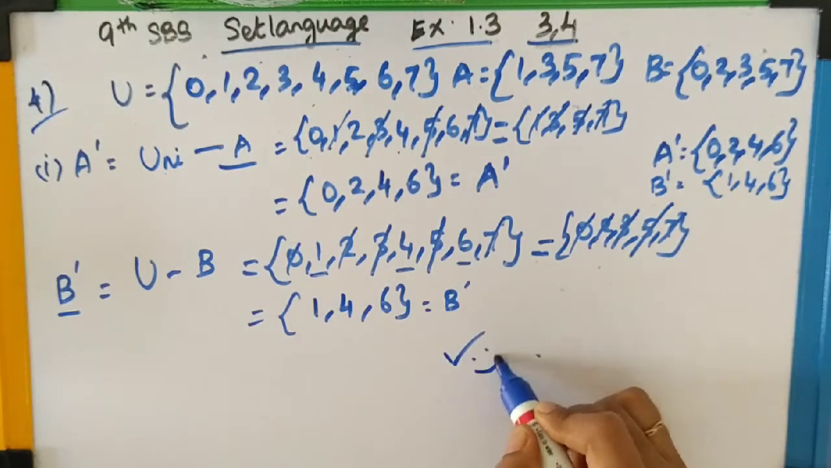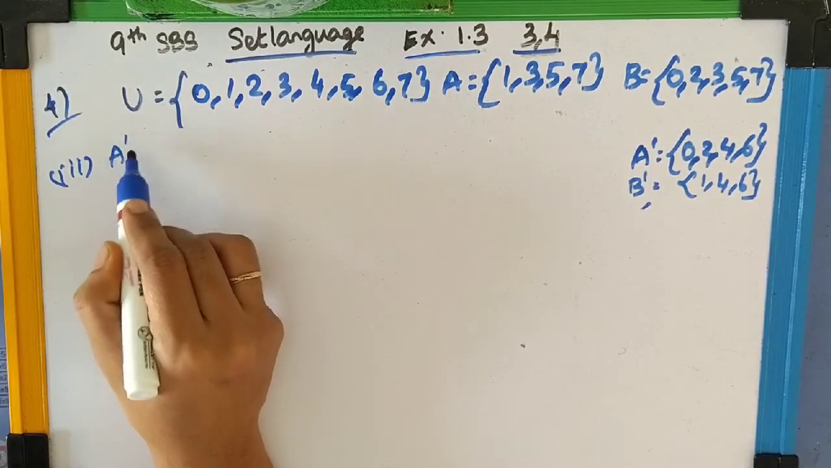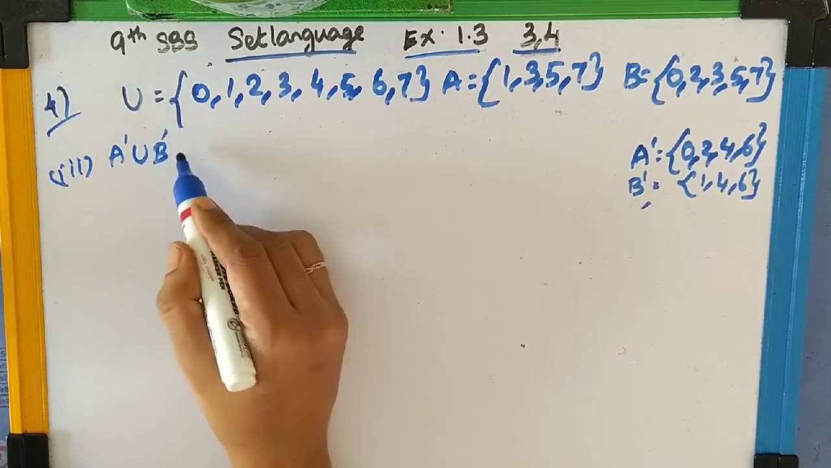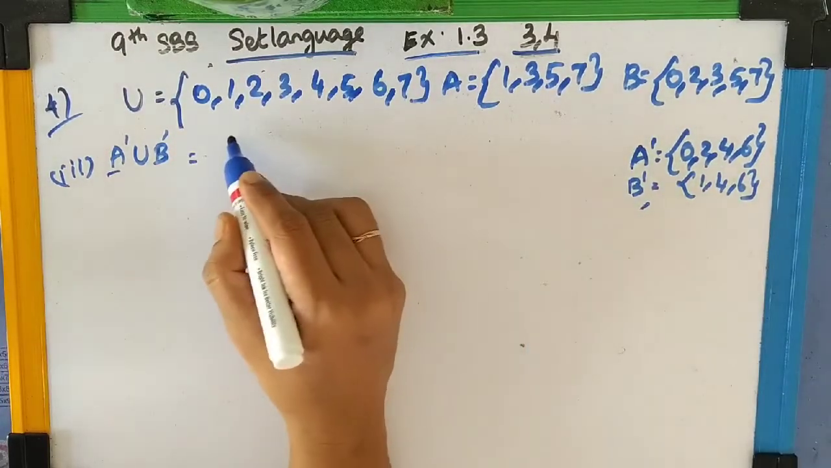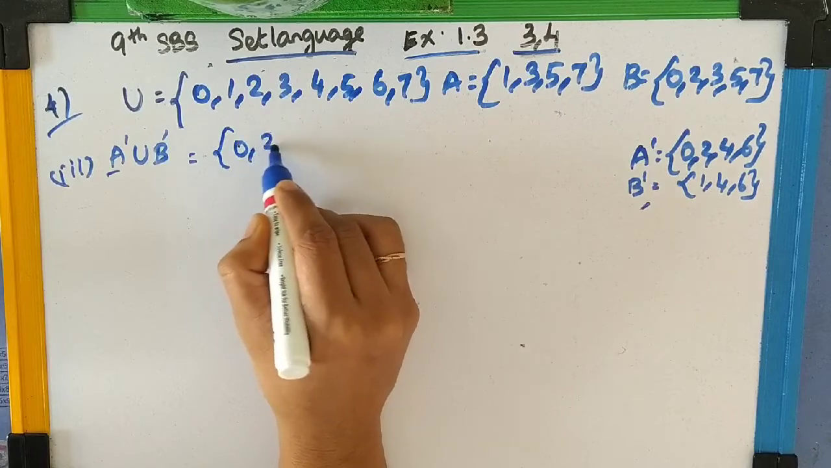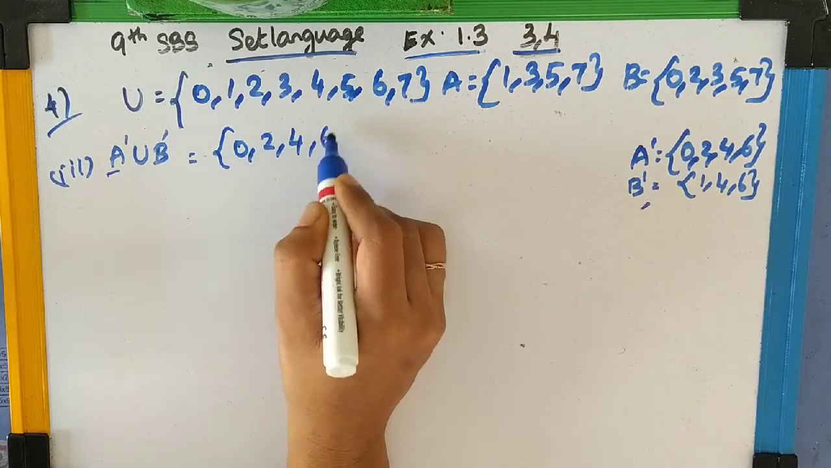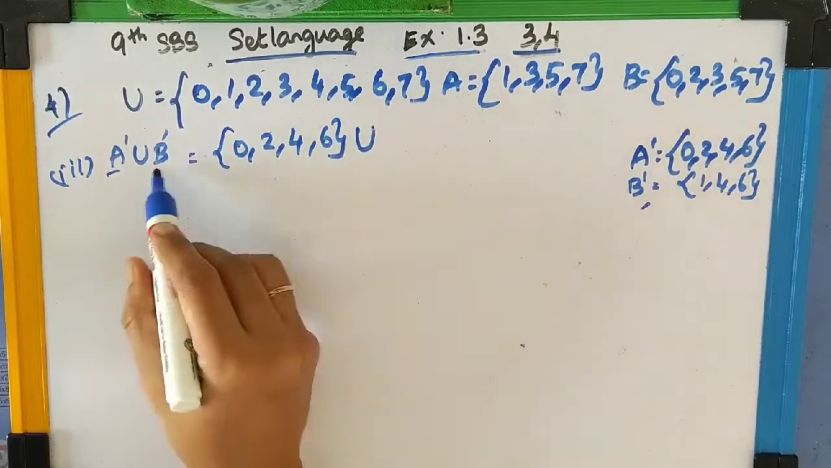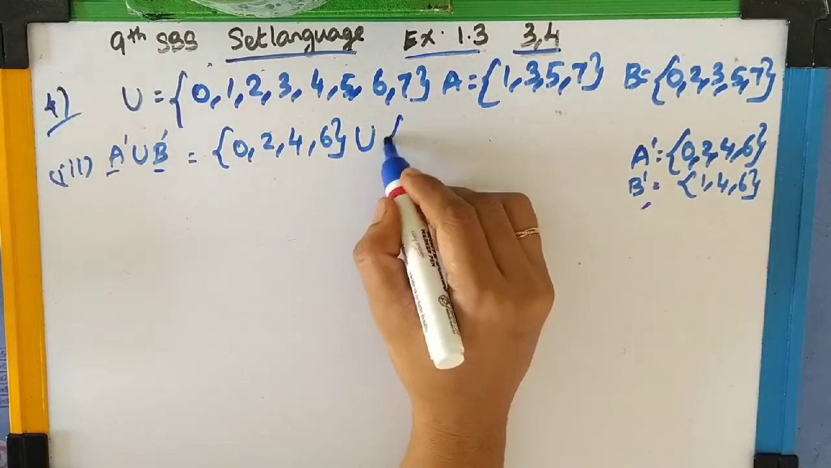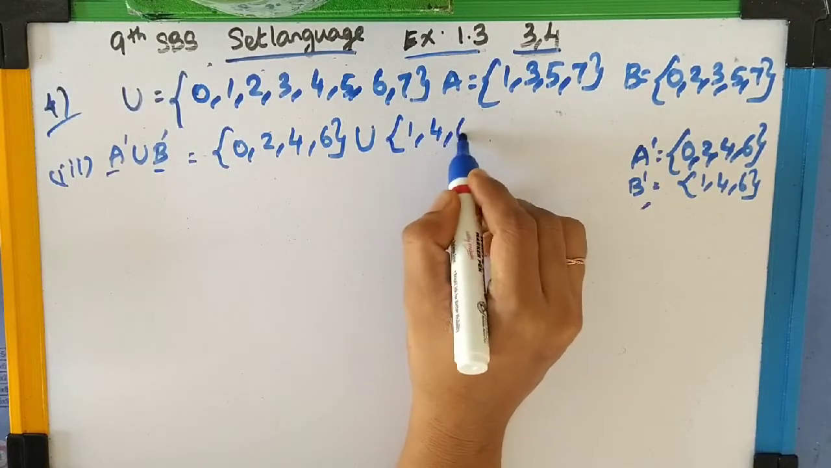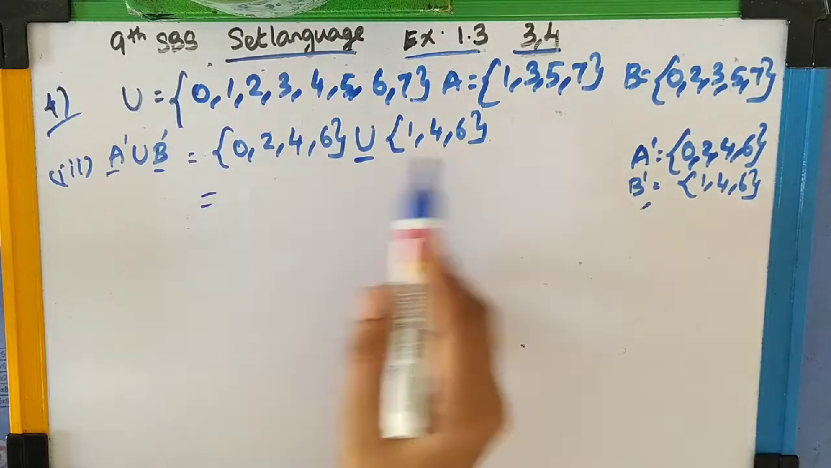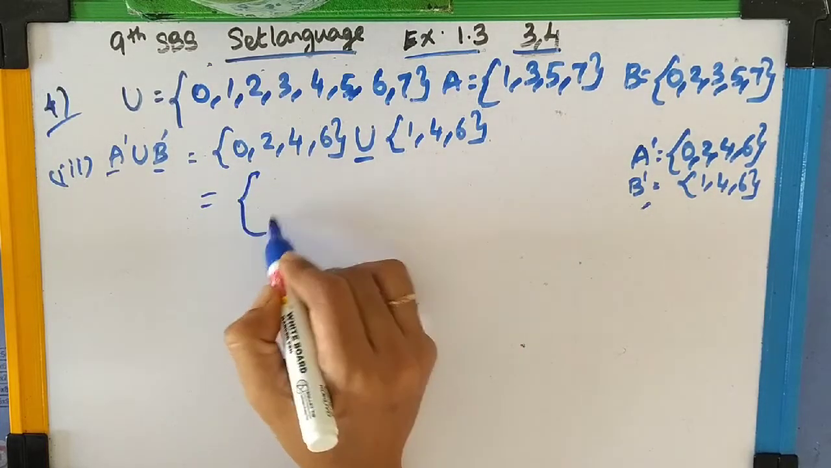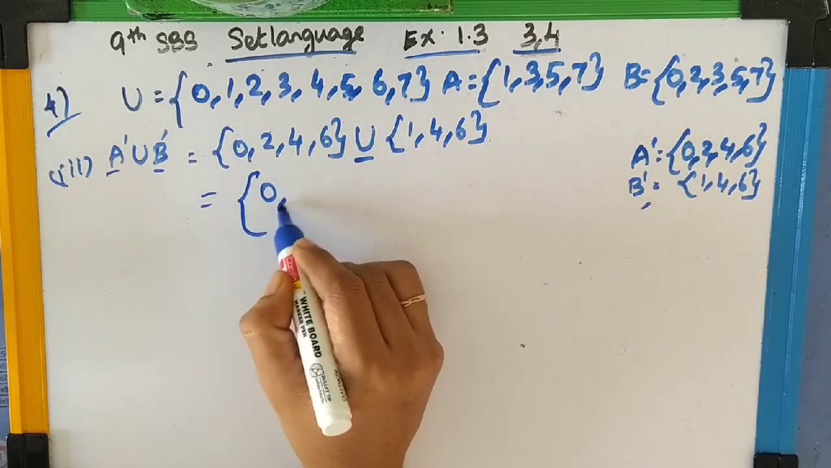Okay. Now, let's go to the third sum. That is A dash union B dash. Here, we have to find the union between A dash and B dash. What is A dash? 0, 2, 4, 6. You can see it in the right corner. Union, what is B dash? 1, 4, 6. Okay. What is the meaning of union? We have to write all the elements of both sets, and common elements should be written only once.